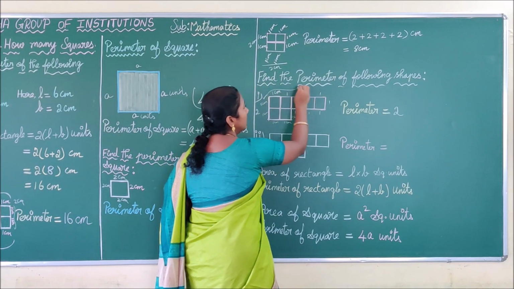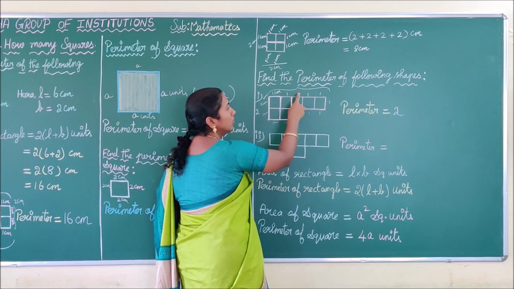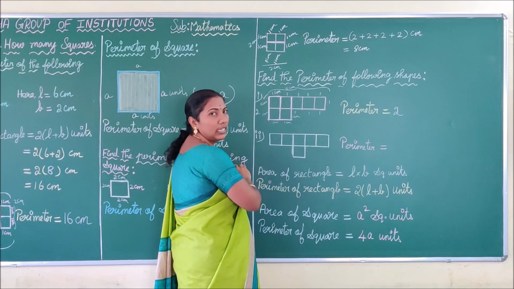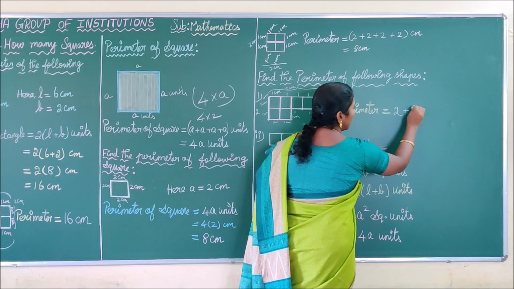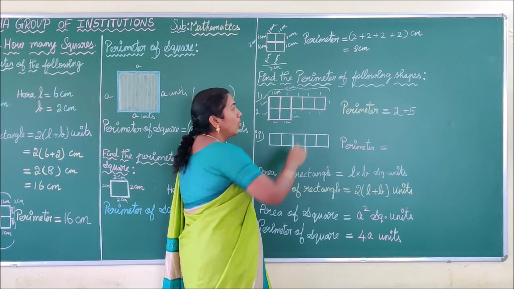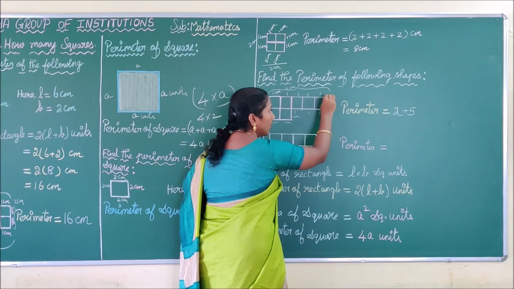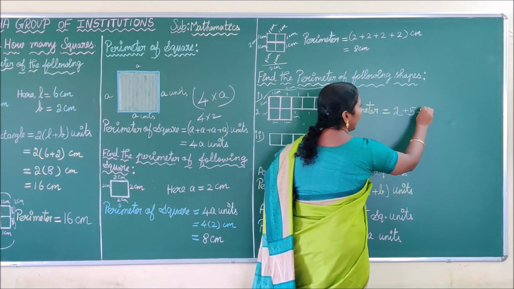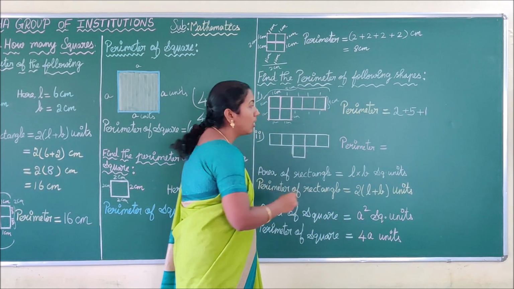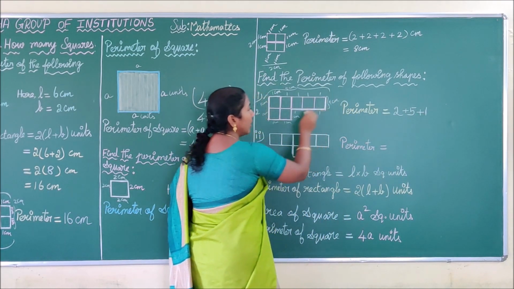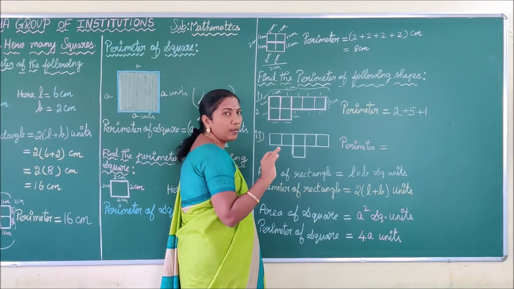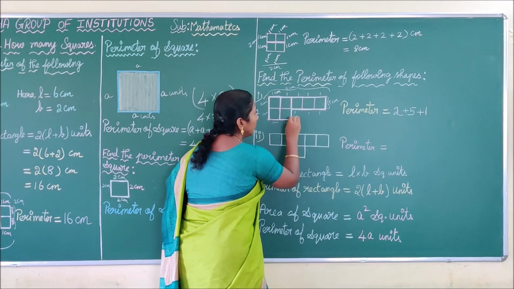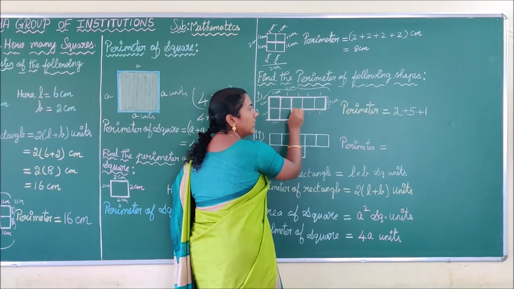What is the length of this side? 1, 2, 3, 4, 5. What is the length of this side? 5 centimeters. So here we are writing plus 5. Is it clear, children? What is the length of this side? Only 1. So the length of this side is 1 centimeter. So here you have to write plus 1. Already I have told, perimeter means total length of its boundary. This is the boundary. So you have to add the length of this side also.